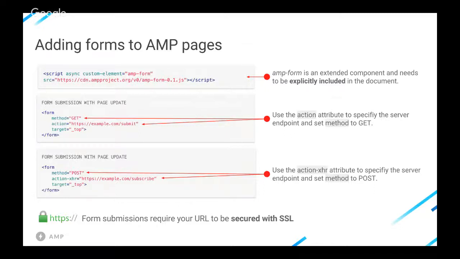And then for those of you that say, well, I'd rather not have the page reload, the Ajax way, you can do that as well. Instead of using method get, you would use method post. And then instead of the action attribute, you would use the action-xhr attribute. And then again, you specify the server endpoint, and you are able to have the form submission while staying on the same page. Now, some of you might say, well, but how do I notify the user if something went wrong, or if the form was submitted successfully?